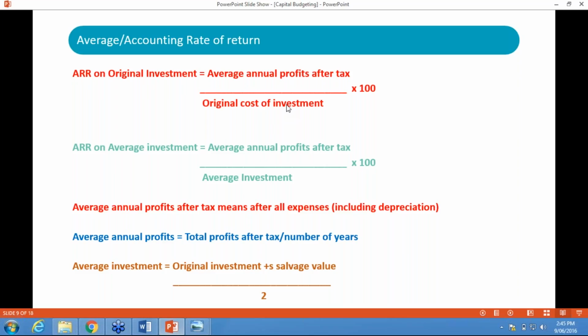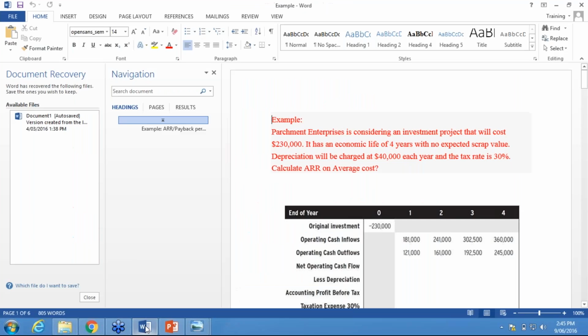So that's a disadvantage. Okay, I will show you my example sheet here. Here are a few examples that I have taken from your learner's guide. So look at first example number 1.